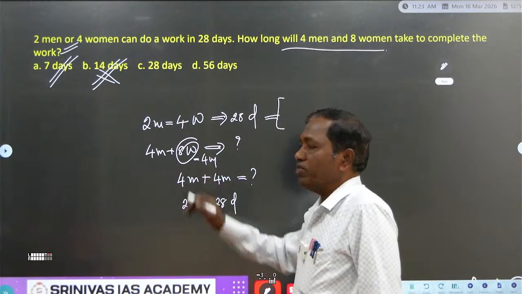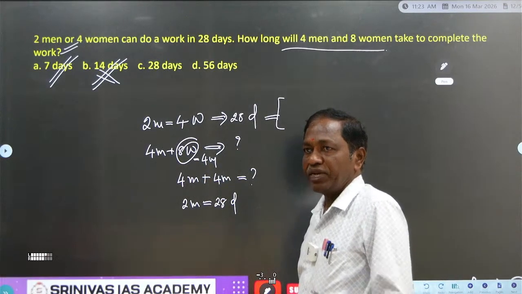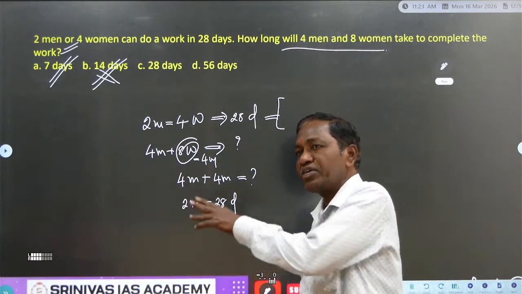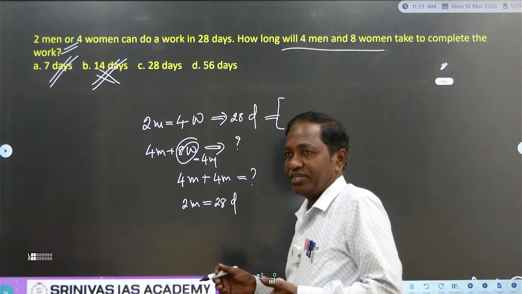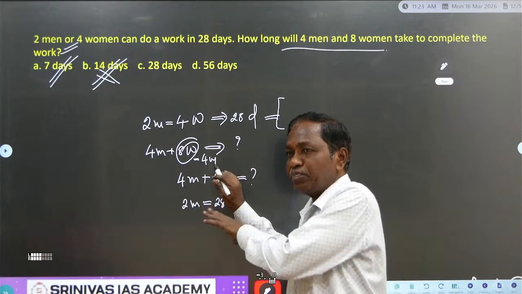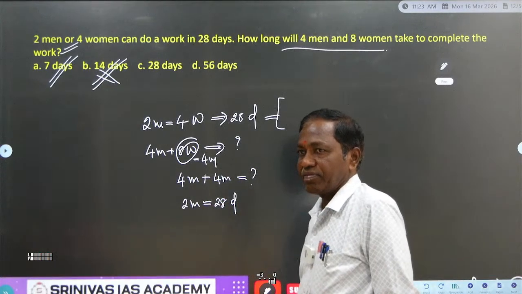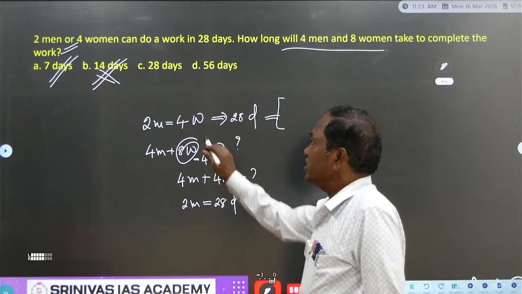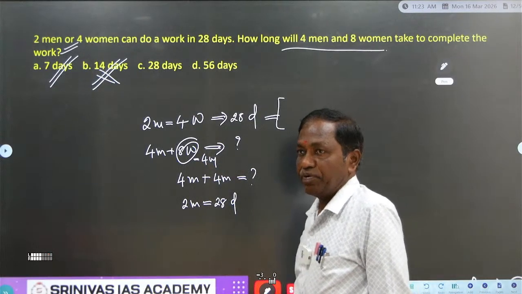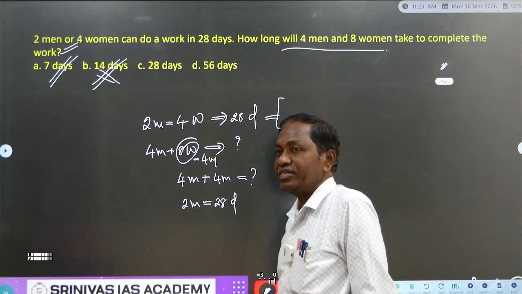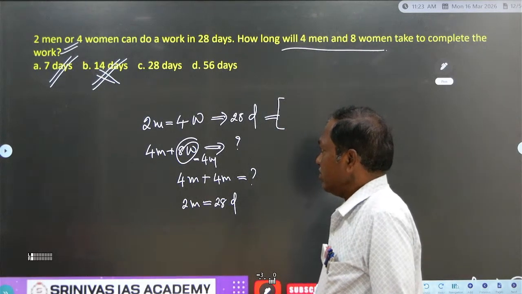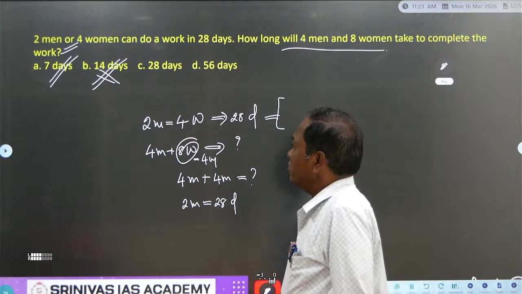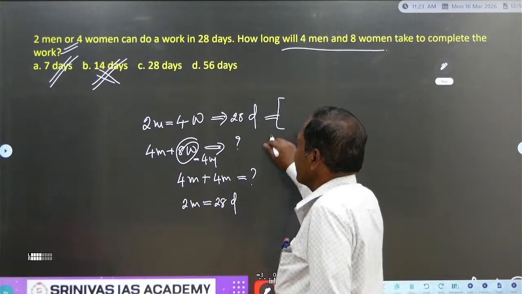Only thing is you can convert directly to the men. Women can be converted into men, men can be converted into women. Sometimes you will see the fractions. That's why that time we are supposed to write like this also. Because these are natural numbers, there is no problem. Sometimes you will see these fractions. Even if you convert everything to the women also, it will say the same thing.